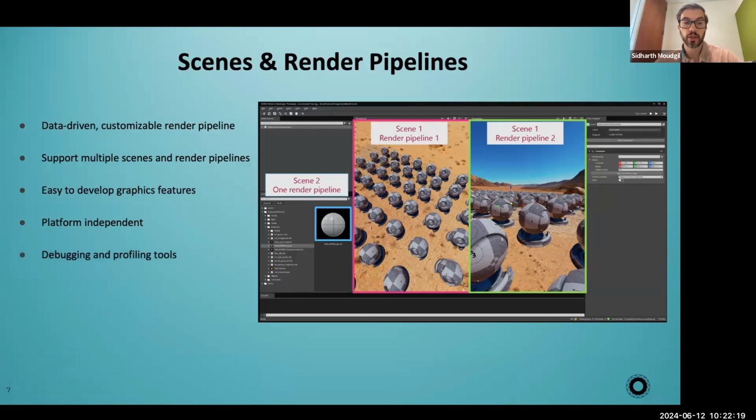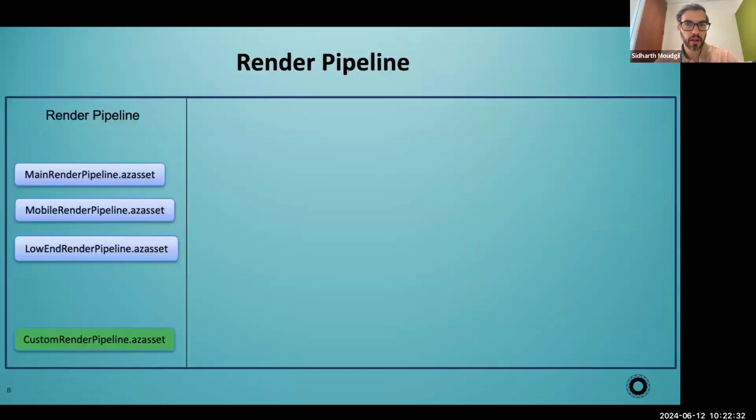And RPA provides a whole bunch of debugging and profiling tools. So the idea is that you should be able to profile and debug what is going on in a given frame to help you address errors. So what is a render pipeline?